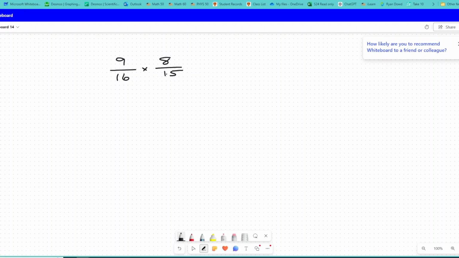Well, one of the ways of doing this is to multiply across. You could say that 9 times 8 is 72, and then you could say that 16 times 15 is 240. Then you'd have to simplify this. So you'd be looking for common factors of 72 and 240. So let's try 72 divided by 8. So I'm going to pull an 8 out of 72, and then I'm going to, whoops, that would not leave you with 72. That would leave you with 9.